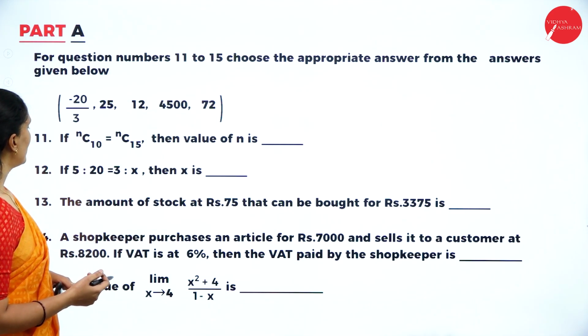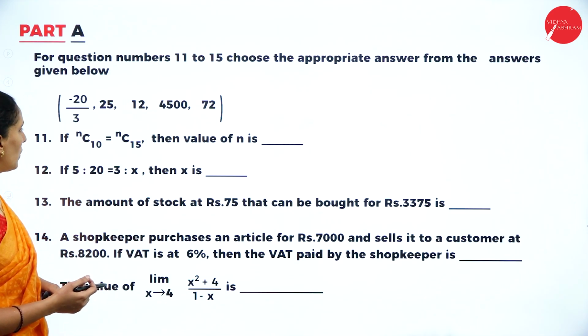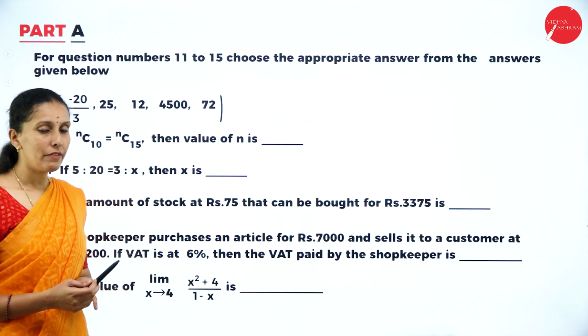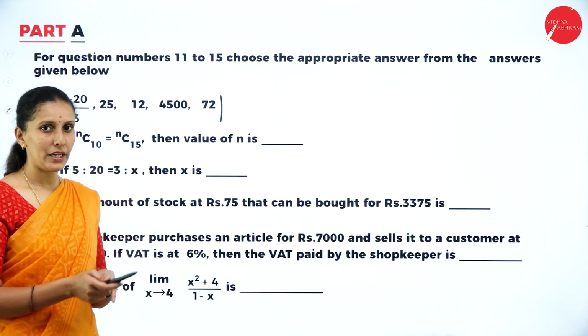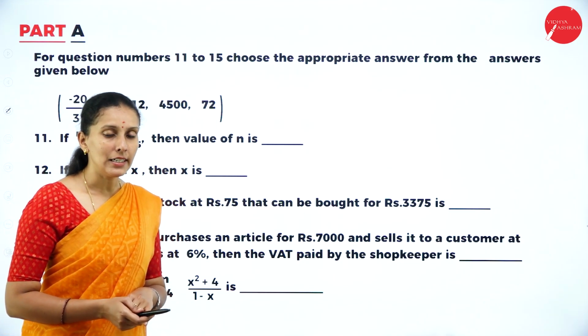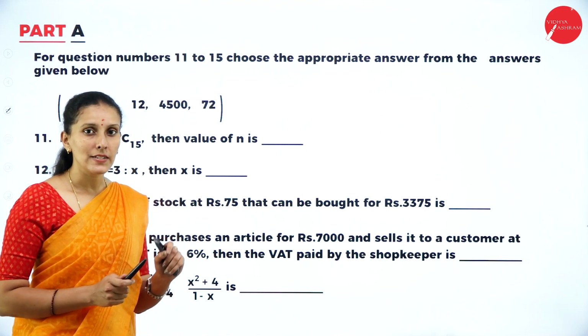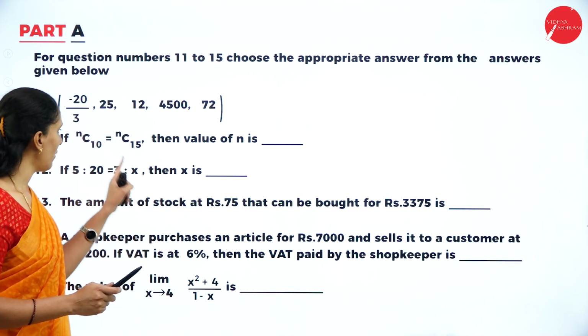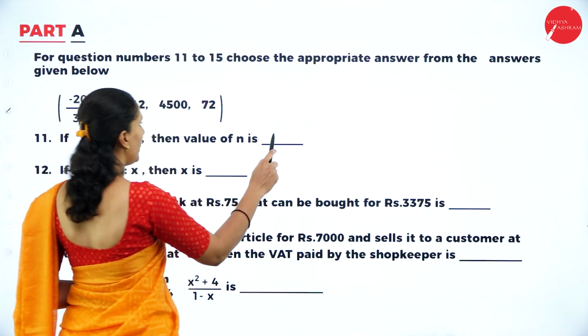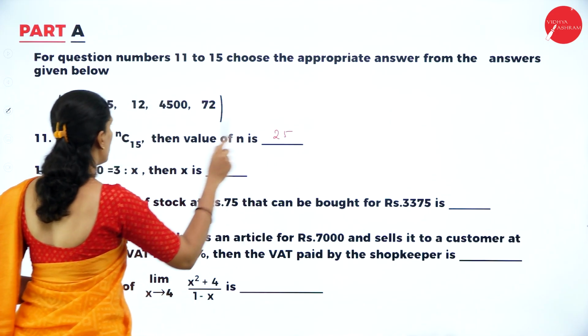The first one is, if NC10 is equal to NC15, then the value of N is. Clearly we know from the property of combinations, that if NCA is equal to NCB, then either A is equal to B or N is the total of A plus B. So therefore N will be 10 plus 15. So the correct option will be 25. So now this is done.